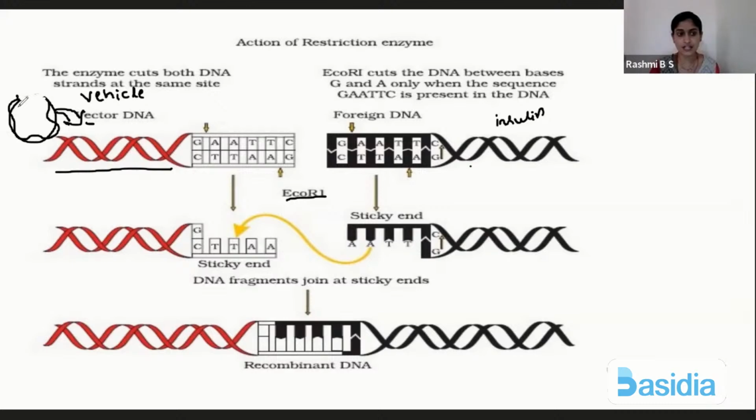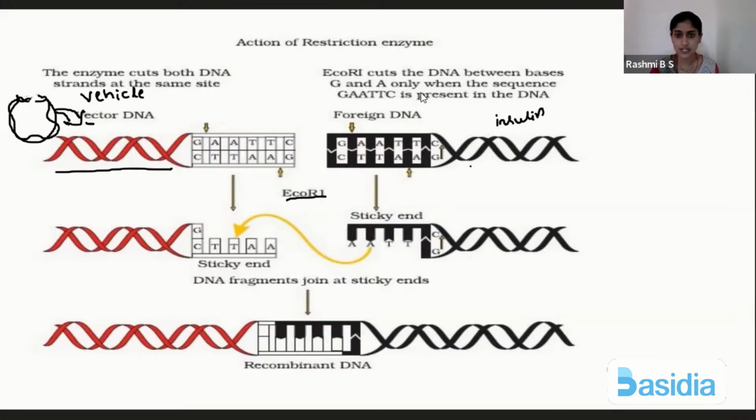See, my earlier vector DNA was like this, no? Yeah, so now vector DNA is like this. Now I want to cut it open to fix my foreign DNA into it, right? So now I need to cut. How am I going to cut? I'm going to cut this vector DNA using a restriction enzyme.